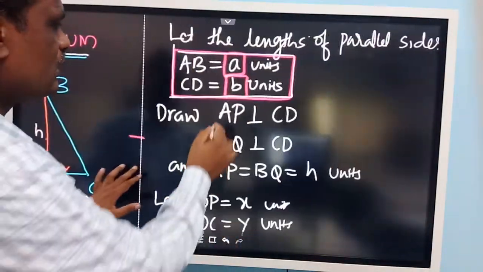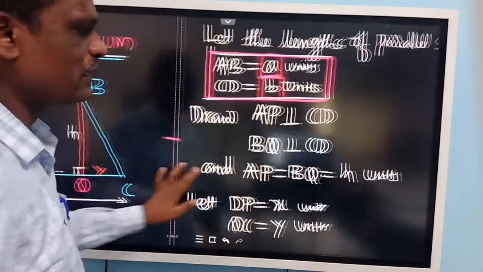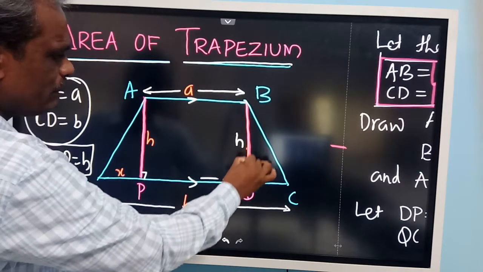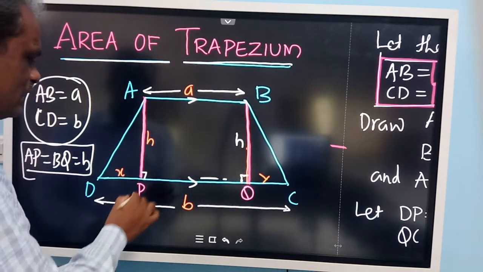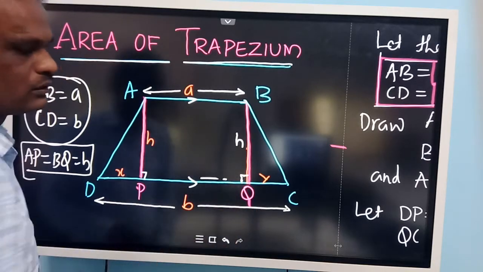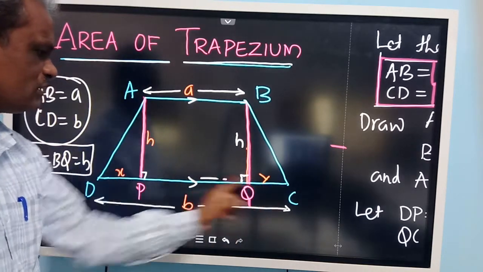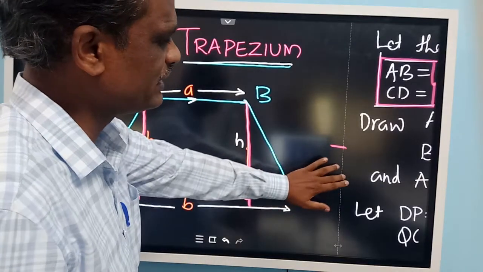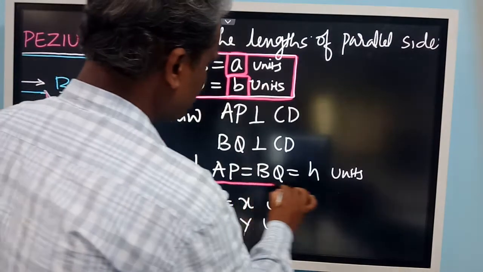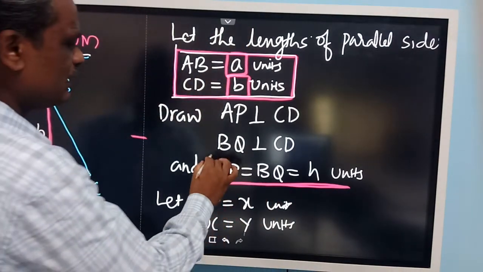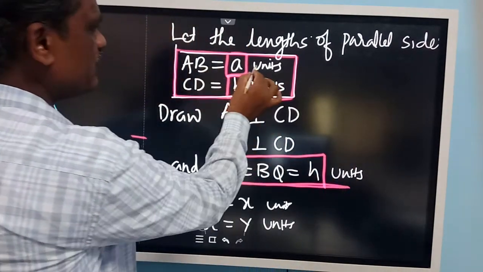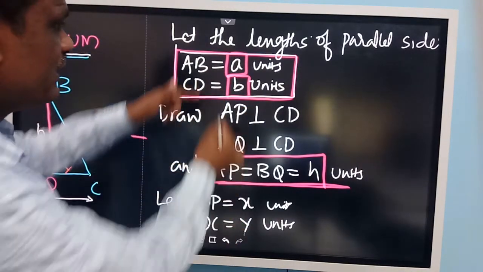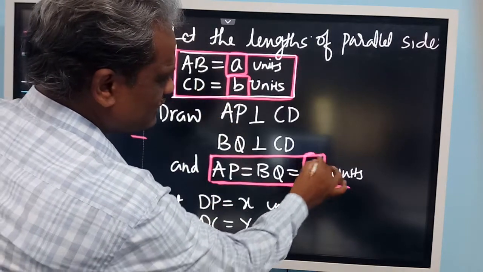Then draw AP perpendicular to CD and BQ perpendicular to CD. We have drawn the perpendicular lines like this, intersecting at P and Q. AP is perpendicular to CD, BQ is also perpendicular to CD, and I have taken that as H units. So AP is equal to BQ is equal to H units. We have taken 3 lengths: AB is equal to A, CD is equal to B, they are the parallel sides, and the distance between the parallel sides is H units.